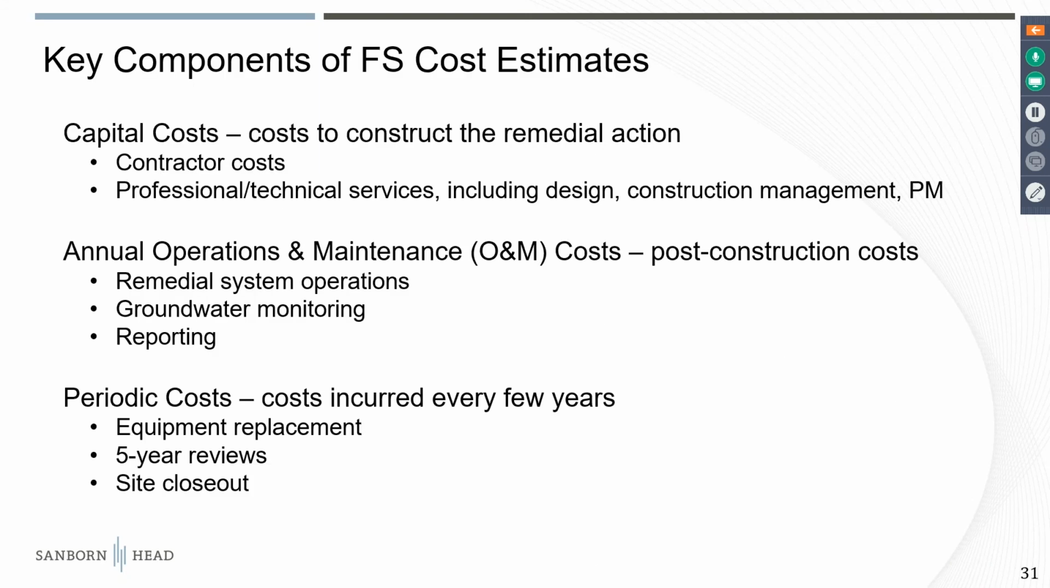So the key components of an FS cost estimate, the big three, are the capital costs, the annual operation, maintenance, and monitoring costs, and the periodic costs. And periodic costs are those things that happen every few years, not necessarily every year. It can be things like major equipment replacements, 5-year reviews in the Superfund world, and final site closeout.